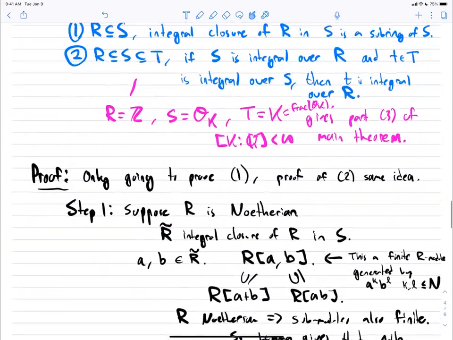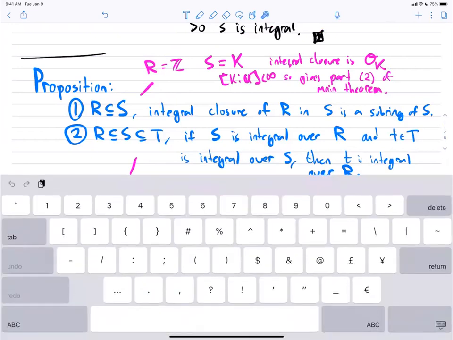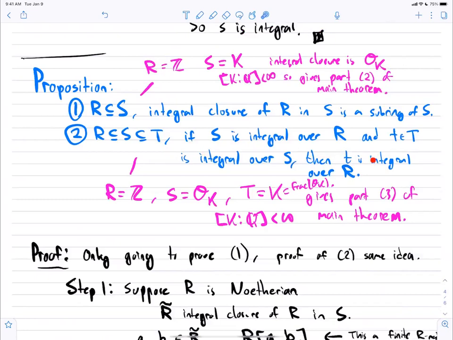So that proved part 1 of the proposition. I already said part 2 of the proposition is along the same lines. And again, the point is part 2 will be simple in the Noetherian setting, and it's a statement that only ever involves finitely many things at once. So you can reduce to the Noetherian setting. It's now a proposition that covers parts 2 and 3 of the main theorem.